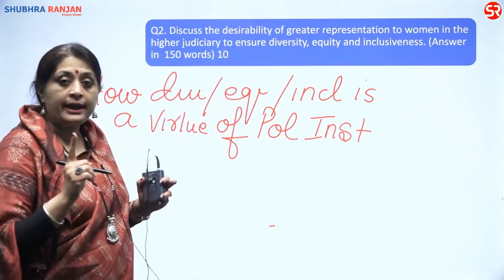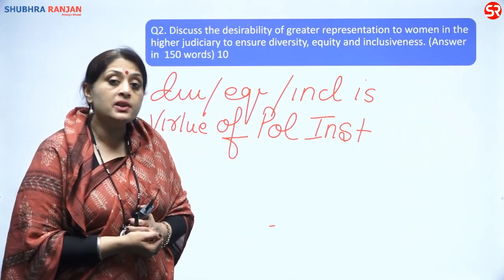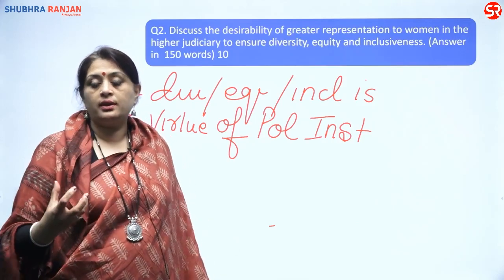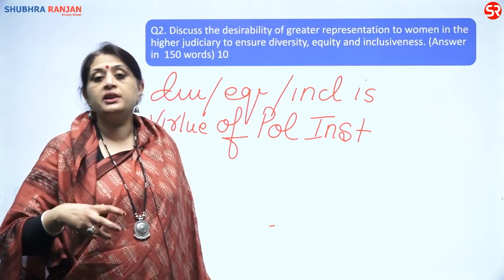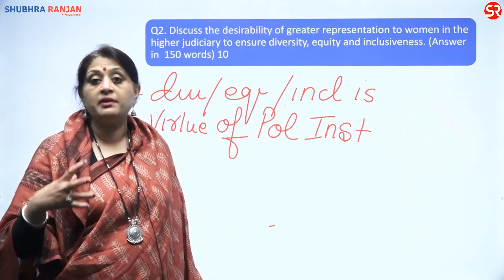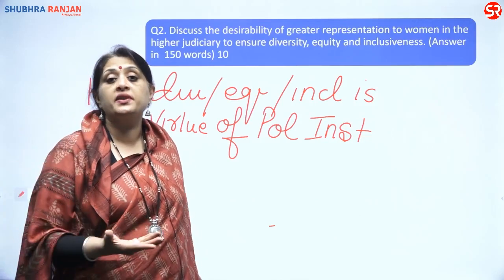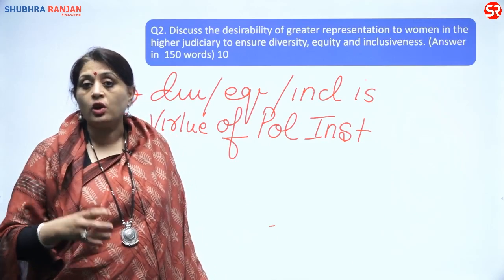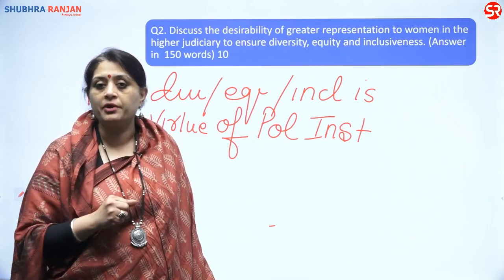Fine. In fact, the students of political science must be knowing about Aristotle. Aristotle has given the concept of polity. Polity is what? Polity is where citizens are participating, acting in concert with each other and formulating the laws as an example of the best practicable form of government.